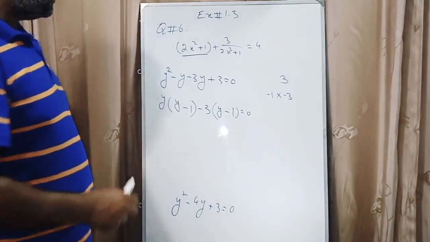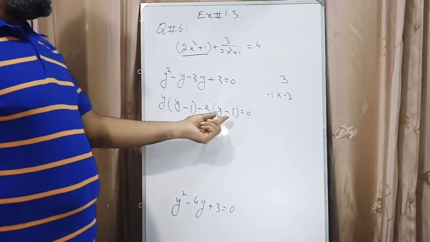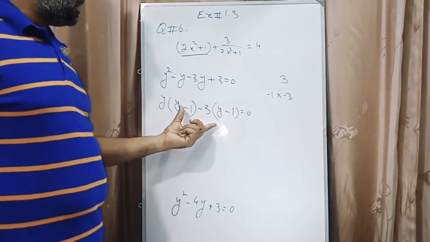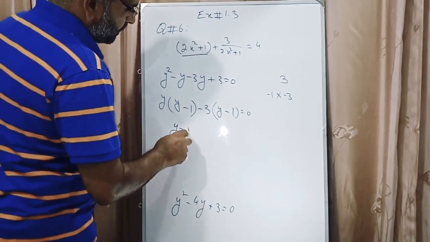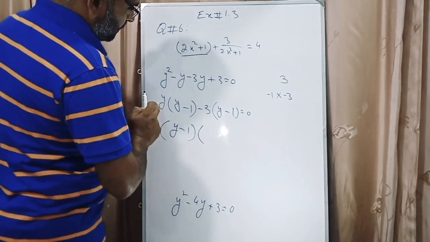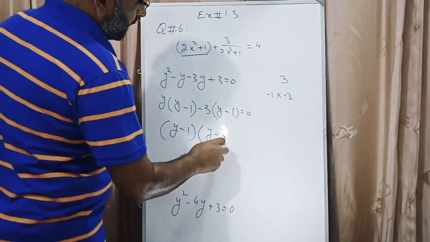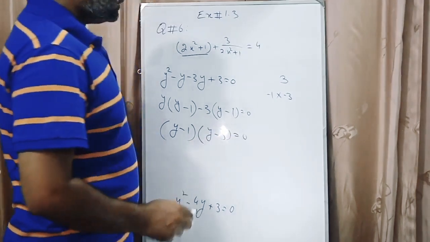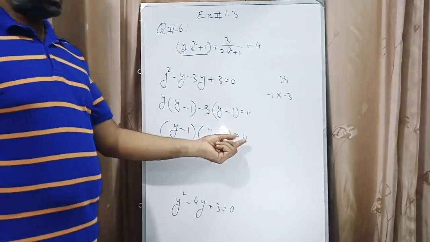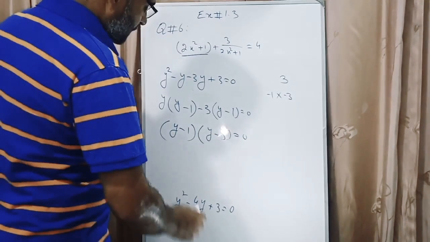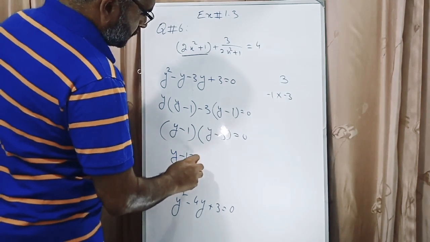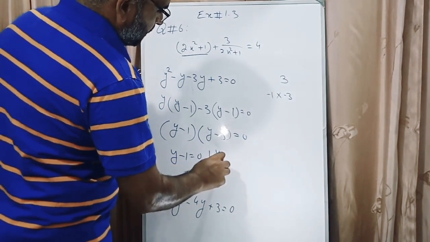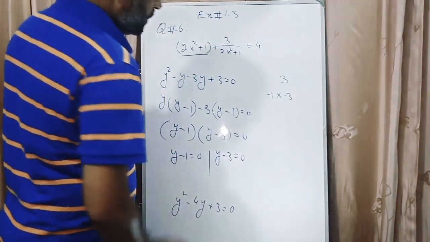Now students, look at the equation. Y - 1 and Y - 1 is written in the brackets. So I will take Y - 1 as common, and the leftover terms will be Y and -3, that is equal to 0. Here the product of two factors is 0, so either factor can be 0. So I will write Y - 1 = 0 and Y - 3 = 0.